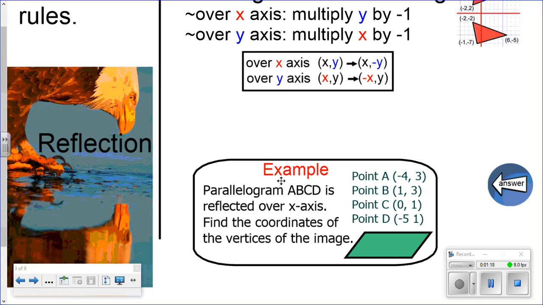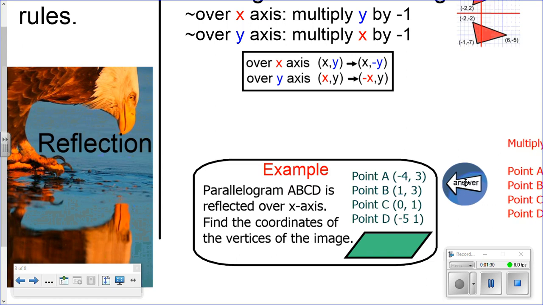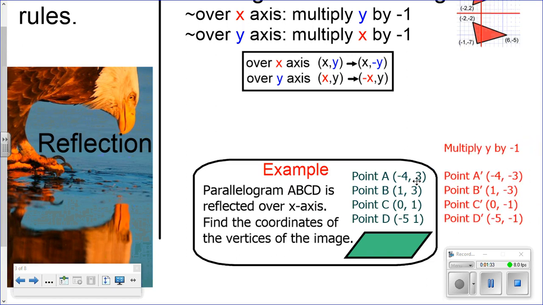So for example, if I have parallelogram ABCD, and it's reflected over the x-axis, find the coordinates of the vertices of the image. So after this reflection over the x, which means that we multiply y by -1, point A, it was -4, 3. Now it goes to -4, -3. Point B was at 1, 3. Now it's at 1, -3. Point C is at 0, 1. Point C prime is at 0, -1. Point D is at -5, 1. Point D prime is -5, -1.